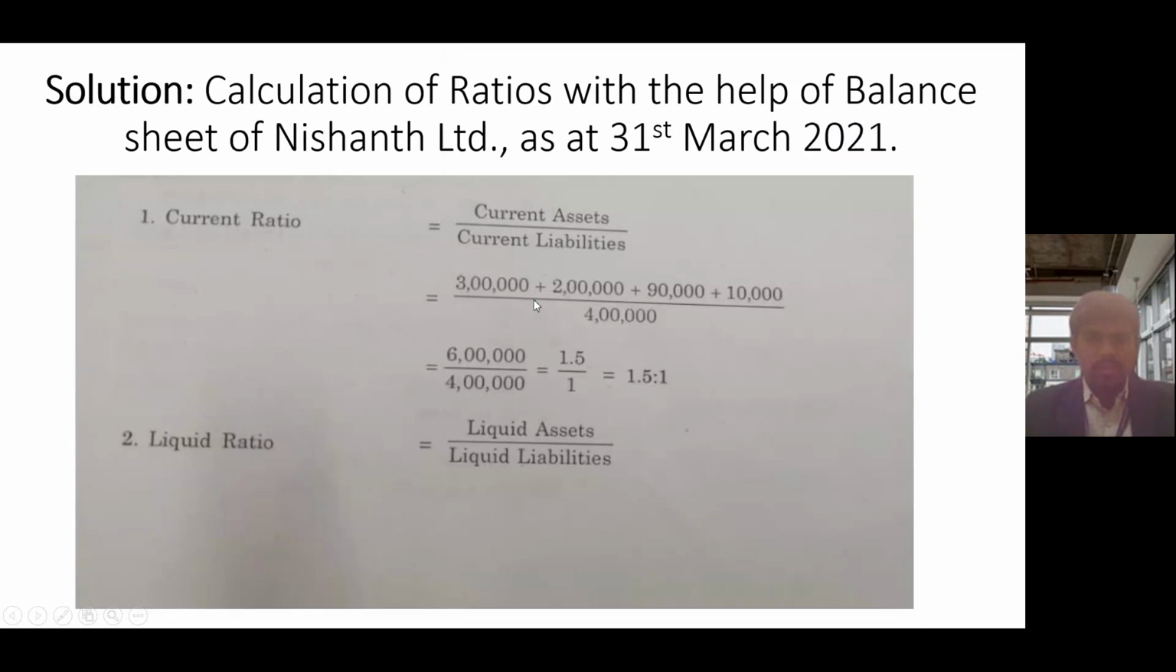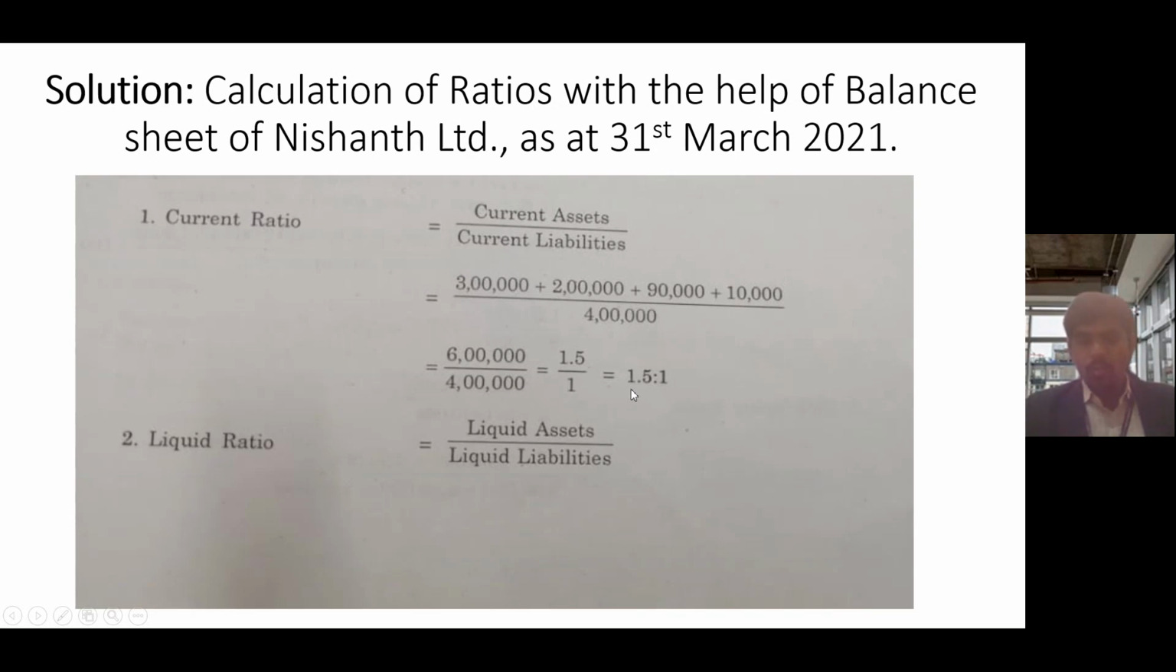First we include all the current assets. If the amounts are segregated, we add them together and then divide the total amount by the total liabilities. Similarly, if current liabilities are given as subdivided values, we add them together and then take the total. Here the total is 6 lakh rupees divided by 4 lakh rupees, which is 1.5 to 1, after dividing 6 lakh by 4 lakh rupees.